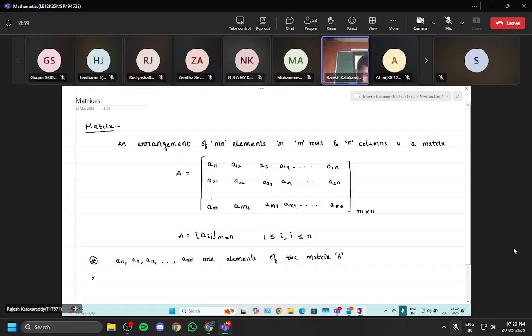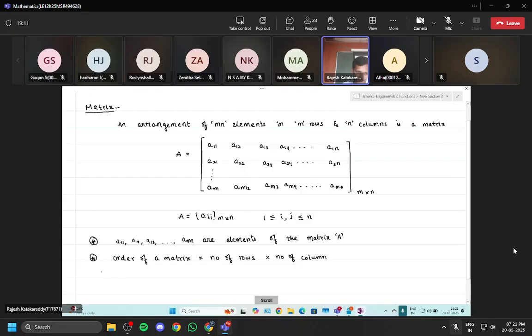Now there is something called order of a matrix. Order of a matrix is nothing but the product of the number of rows and the number of columns. It is number of rows into number of columns. See, in this matrix A, we have m rows and n columns. We will call it m by n, or mn here. That is the order of a matrix.